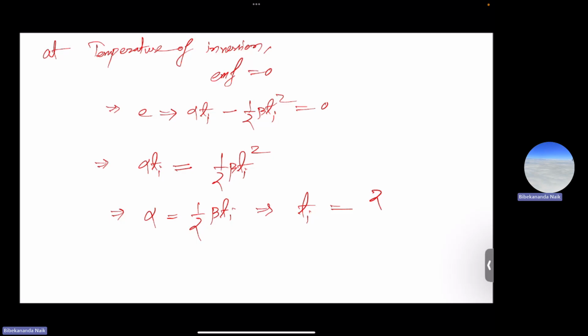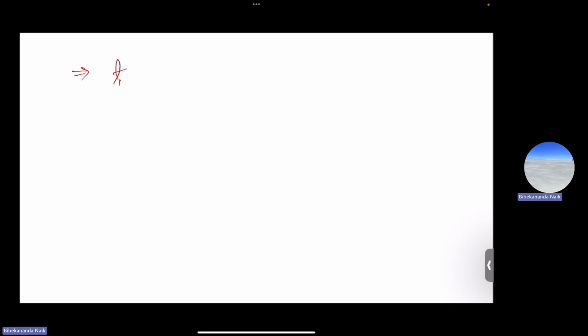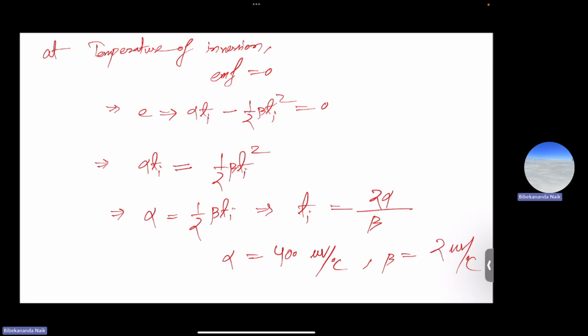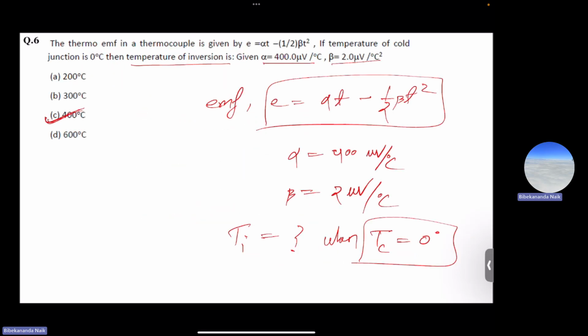So alpha is given as 400 microvolt per degree centigrade, beta is 2 microvolt per degree centigrade. That implies Ti is equal to 2 into 400 divided by 2, which is 400 degree centigrade. So the temperature of inversion is 400 degree centigrade.